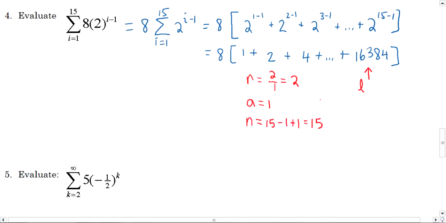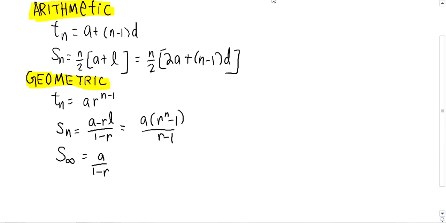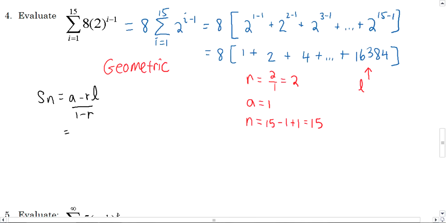Let's take a look. Okay, so I can use either of these equations for the geometric series, Sn. Either is fine. I will probably just use the first one because it's the first one there. So on the side here, I'm going to find S15. And then remember, don't forget to multiply your answer by 8. So S15 is this, A minus RL over 1 minus R. So plug it all in, this is what you get.